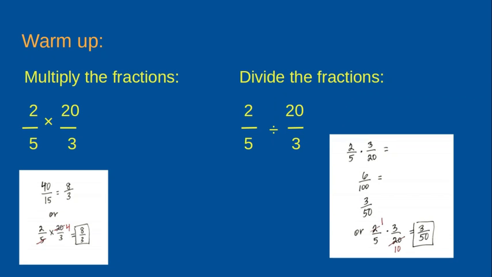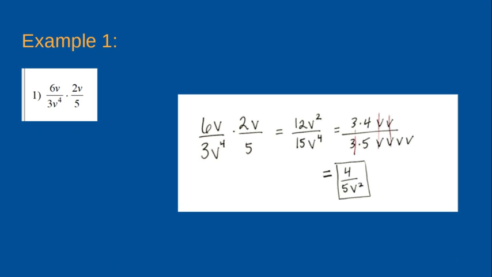All right, so you know me, I love to make it harder. Here we go with example 1. So I could start by multiplying across the top. That gives me 12v squared. And then multiply across the bottom, 15v to the fourth.